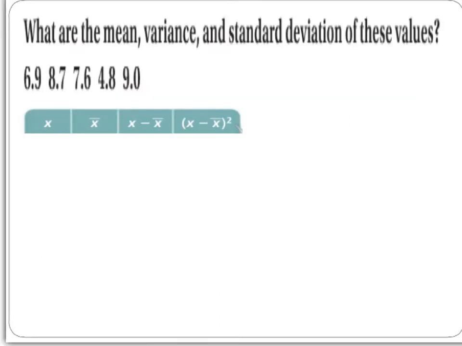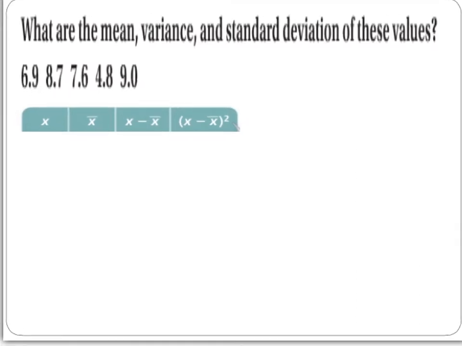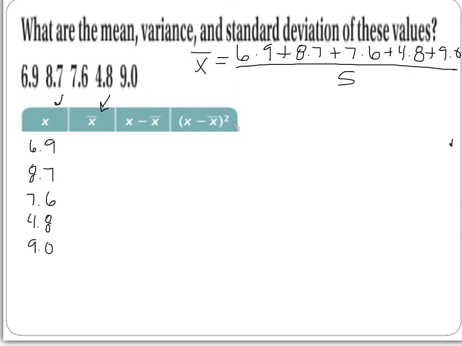So this chart is going to help us find the standard deviation and the variance. First, this is again your data points right here. So I could write 6.9, 8.7, 7.6, 4.8, and 9.0. This number is your mean. My mean is adding up all the numbers and dividing by how many I have, so it'd be dividing by 5. And that number is going to stay the same. Each of those numbers in my chart is going to be 7.4 because the mean does not change at all.